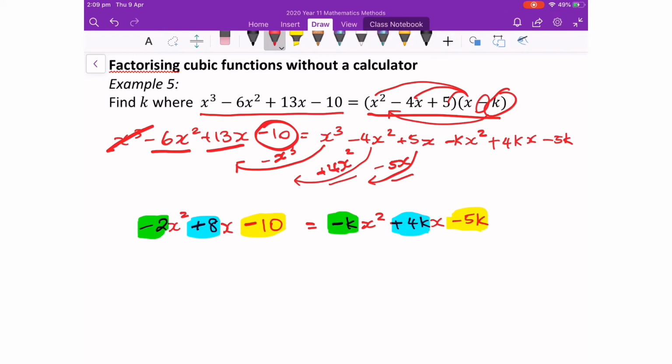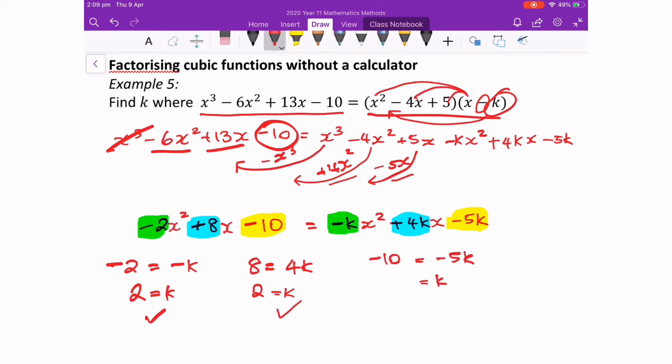All right, so that means negative 2 is going to equal negative k, because I'm using the green to help me out. So k has to be positive 2. Now I'm going to check that they're the same for each of my colors. So the green, k equals 2. Let's check my next one. So I'm going to have 8 is equal to 4k. k is equal to 2. That's all good. Last one, negative 10 is equal to negative 5k. k has to equal 2. That means that's our final answer.